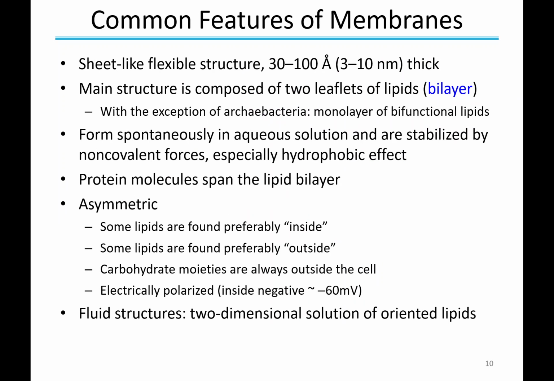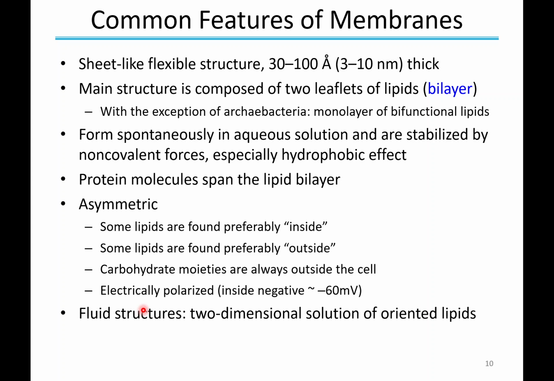Okay. Some common features of membranes: they're sheet-like, flexible structures, approximately 30 to 100 angstroms thick, so that's a pretty big range of thicknesses. Okay. The main structure is composed of two leaflets of lipids, and we call this a bilayer. We'll see pictures of this in a second. Okay, so for the most part, you can just assume that all membranes are actual bilayers.